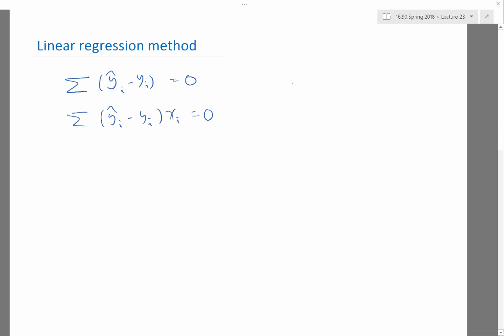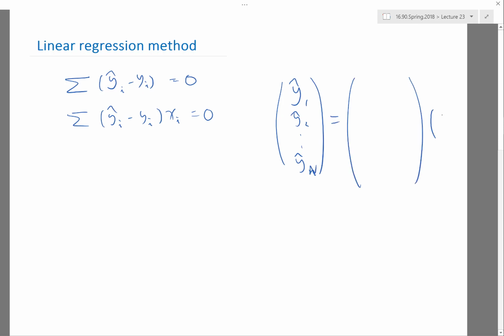And what is my y hat of i? My y hat of 1, my y hat of 2, my y hat of n is equal to, can I represent it as something times my a and b? Remember, my y hat is equal to a x_i plus b. So it's x1, 1, x2, 1, etc., to xn, 1. Right? So that's my predictions.